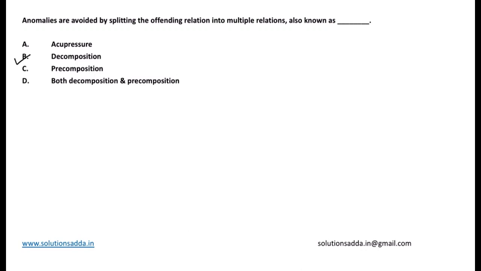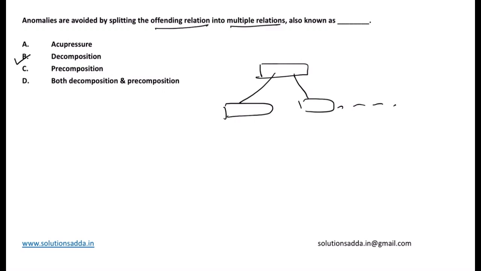What is decomposition? Decomposition is breaking off a single relation into one or multiple relations. So what happens with decomposition is various anomalies like bad design or inconsistency or redundancy etc. are avoided. Therefore, when we split the offending relation into multiple relations, we call it decomposition.